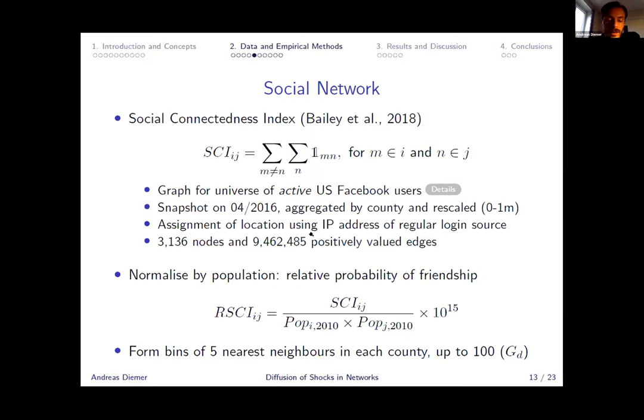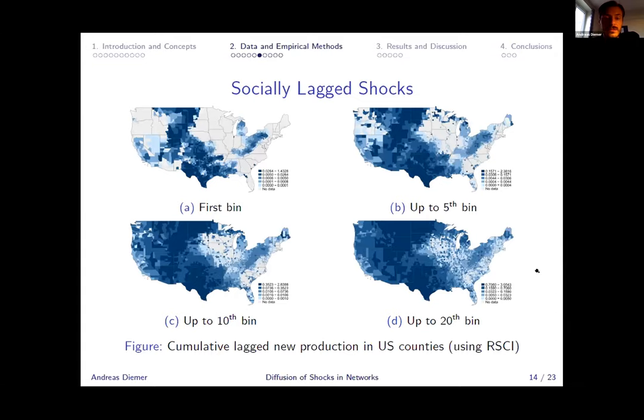And what I do then is I discretize this matrix into bins of five nearest neighbors each. So for every county, I retain up to the 100th neighbor, and so I create 20 bins of five each: the first five, the next five, and so on, sharing lots of friendships with each other. And then I sum up the new oil and gas production in these progressively farther away social friendship bins, if you will. And I can map, to give you an idea of the data I'm working with, how any county in the US is exposed to shocks that are lagged over their social network.